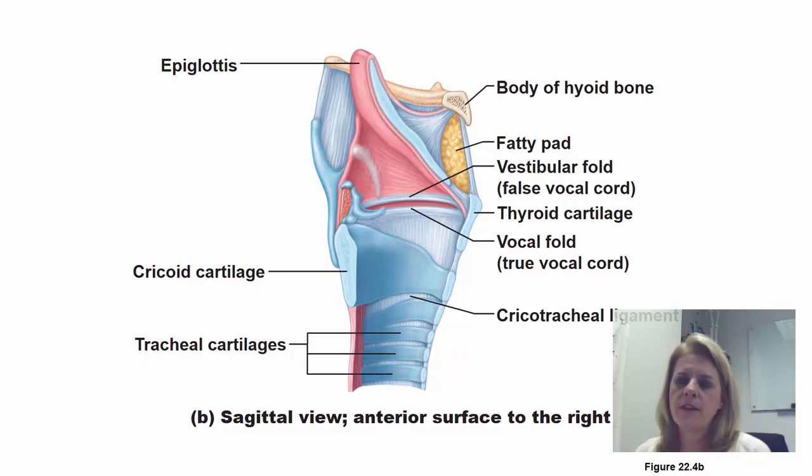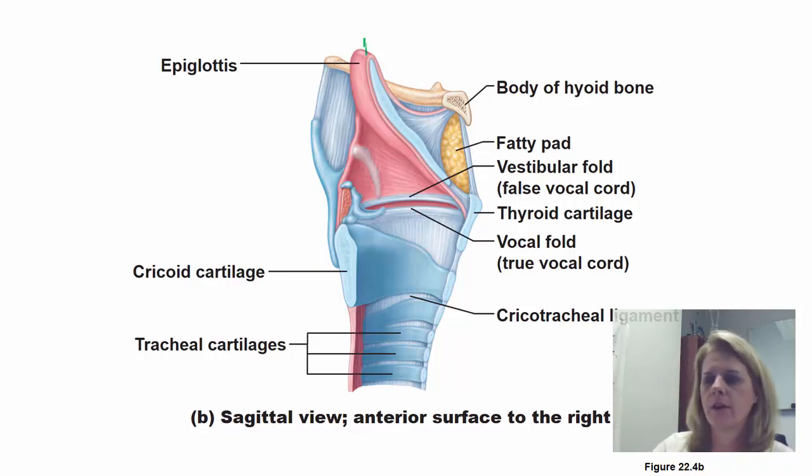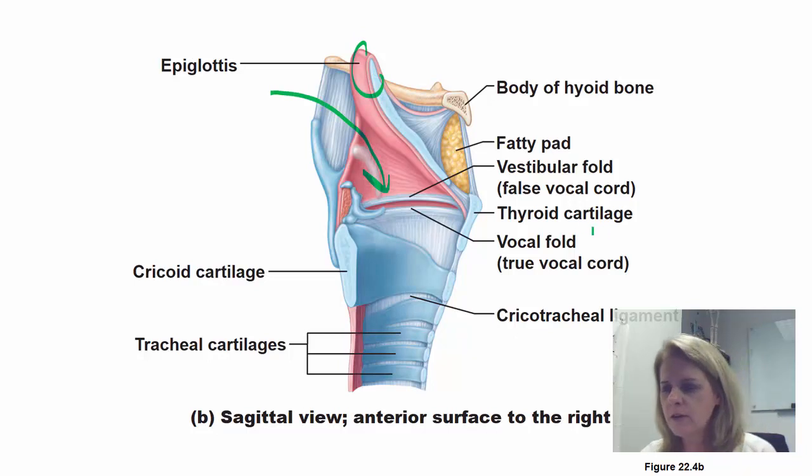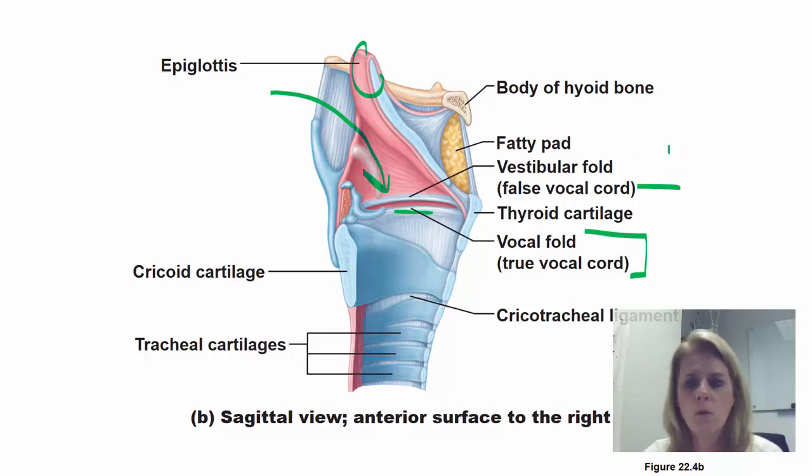So just a brief anatomy of the larynx. Here's your epiglottis, so air is going to come in this way, and you're going to see your vocal folds, called your vocal fold here. This is your true vocal fold. And then just superior, just above it, there's something called the false vocal cord, or a vestibular fold. So you have the vestibular fold and the actual vocal fold. This is your true vocal cord right here.